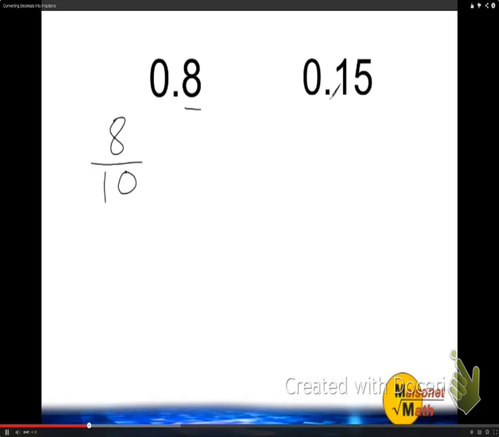For this number here, 0.15, we write 15 as our numerator. And because we have two numbers after our decimal, we write 2 zeros, and after writing those 2 zeros, we simply stick a 1 in front of those 2 zeros, and we would say that our 15 is in the hundredths place. Now, these two fractions are not expressed in simplest form.